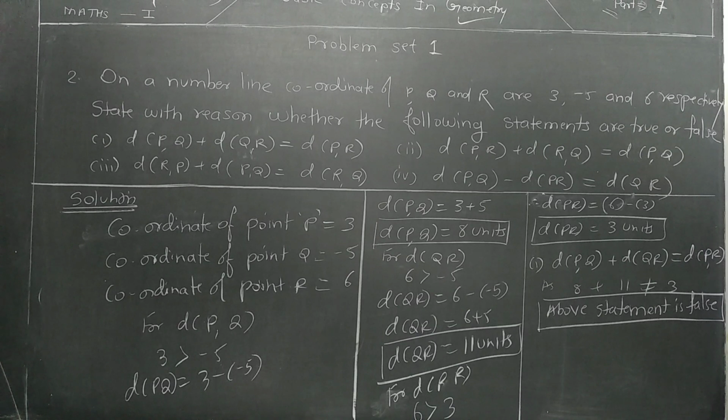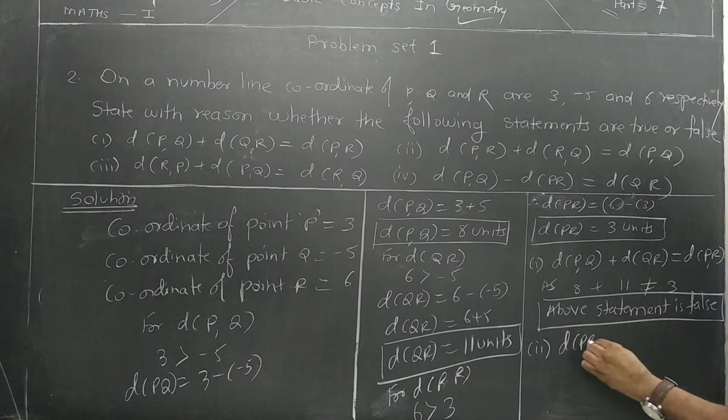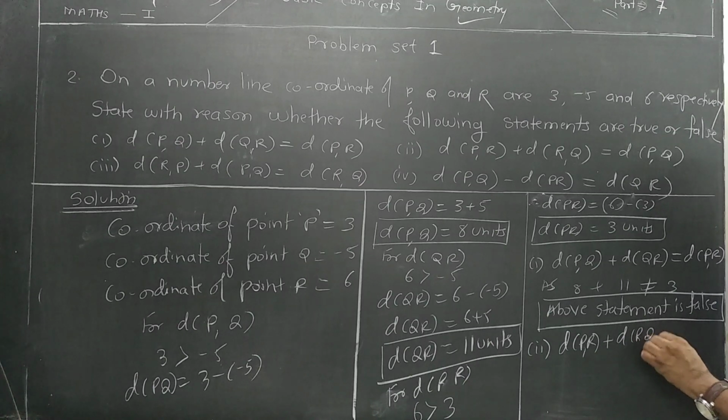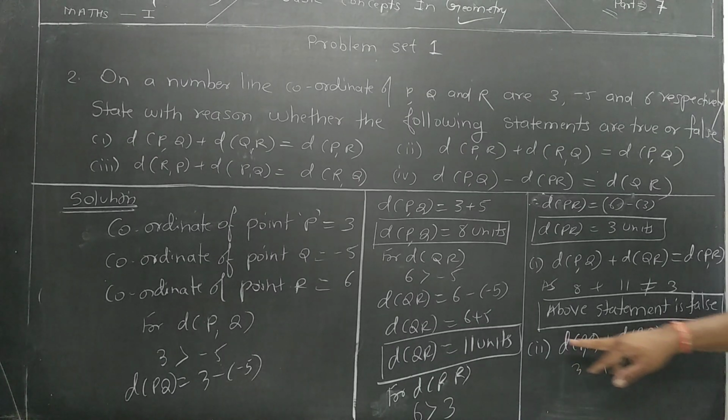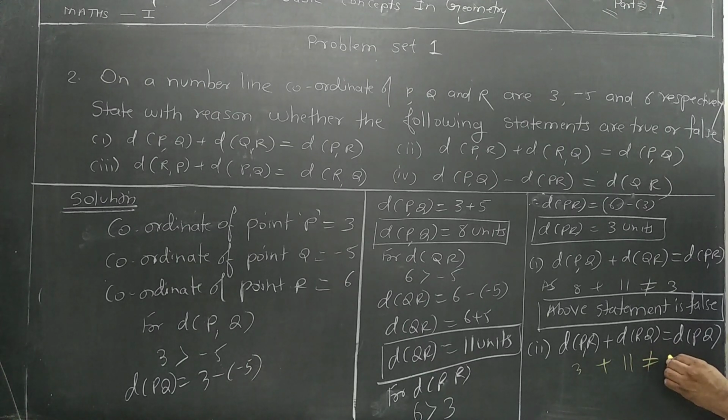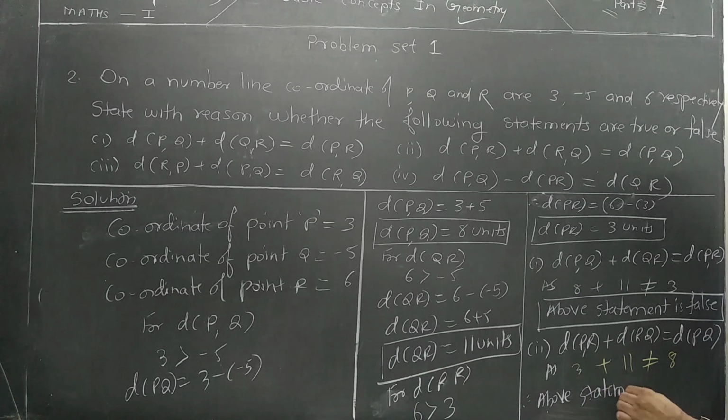Have you understood this? Now, the second one. What is the second one? Distance PR plus distance RQ is equal to distance PQ. We'll check it. Distance PR is 3. Distance RQ is QR only, is 11, which is not equal to PQ, which is 8. Again, you can write that the above statement is false. And you have to put it in the box. We'll do the remaining two just now.